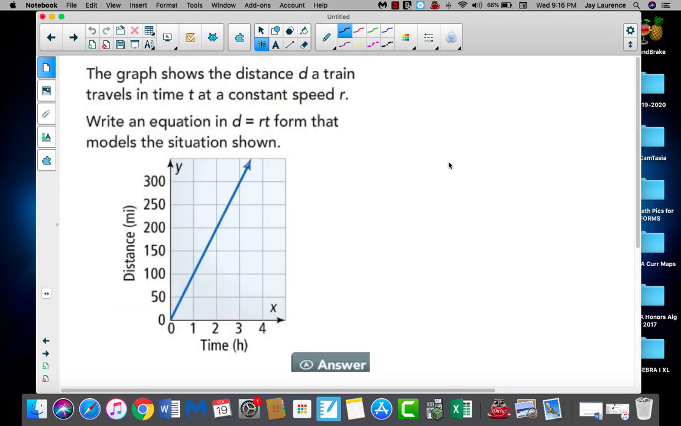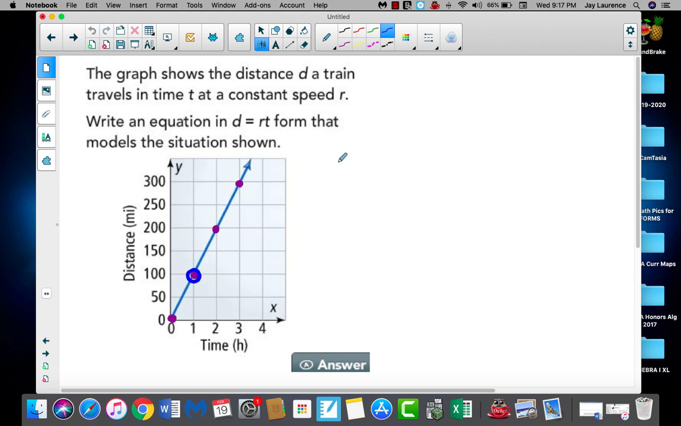Okay, the graph shows the distance d a train travels in time t at a constant speed r. Write an equation in d equals RT form that models the situation shown. I need 2 points. Well, gosh darn it, I'm going to use 0, 0. Whenever I can, I use 0, 0. Now, I'm not going to pick this point because I don't know the exact value of the time. See, it's not at an intersection. I could pick this point. Let you in on a little secret. It's going to be easier if I pick this one. It's closer to the origin, and my numbers will be a little bit smaller.